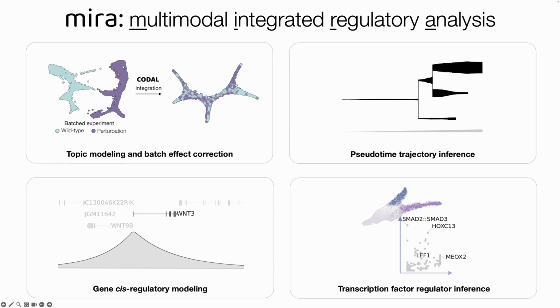MIRA is multifaceted and addresses many of the problems that one might encounter during multiome analysis. First, MIRA includes powerful methods for topic modeling, batch effect correction, and constructing expressive latent space representations of cells. Next, MIRA includes methods for pseudotime trajectory inference, with an emphasis on analyzing trajectories and cell state transitions using stream plots, as shown in the second box. Finally, using MIRA's cis-regulatory modeling API, one can investigate the relationship between gene expression and proximal chromatin accessibility, and infer which transcription factors are driving transcriptional states in which cells.